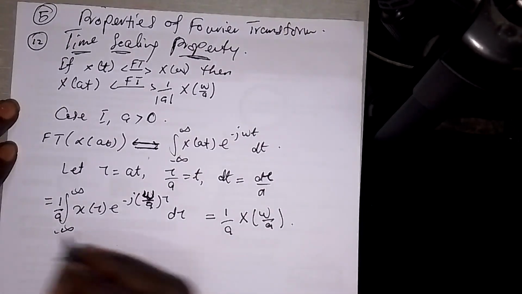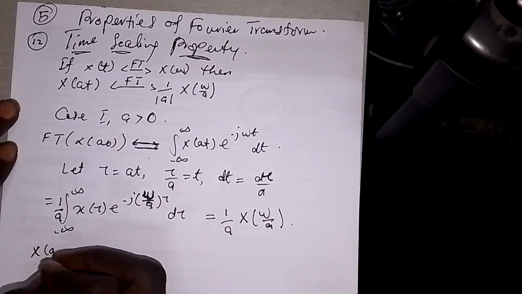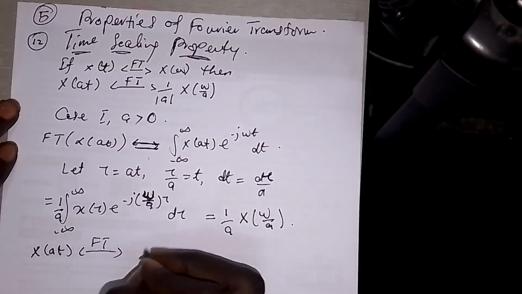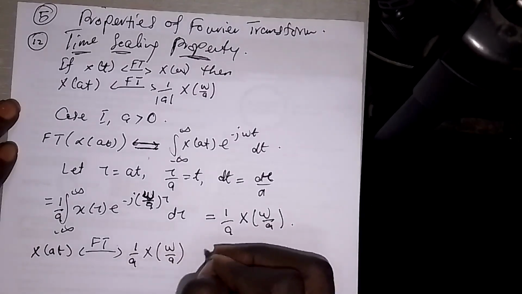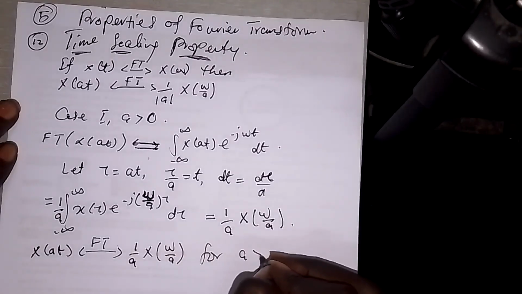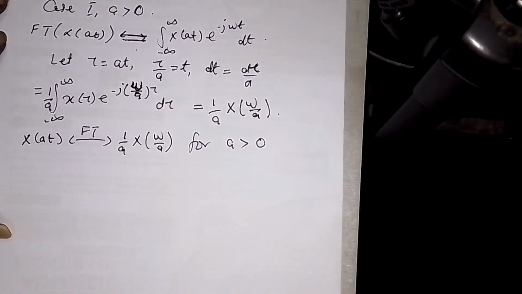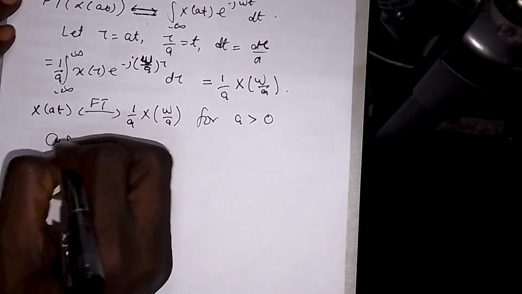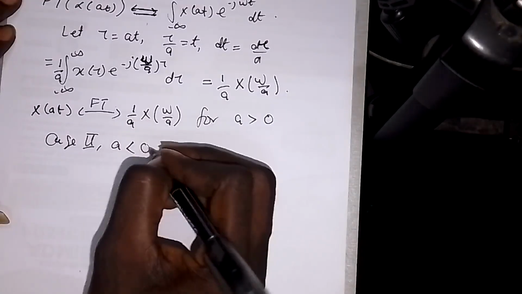So now your expression x of at is the Fourier transform, which gives you 1 over a times X of omega over a, and this is for a being greater than 0. So let's see case 2, whereby a is less than 0.